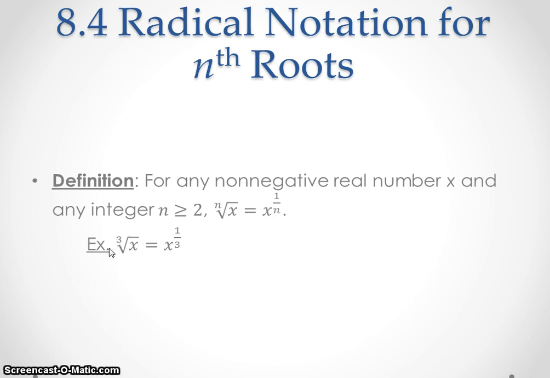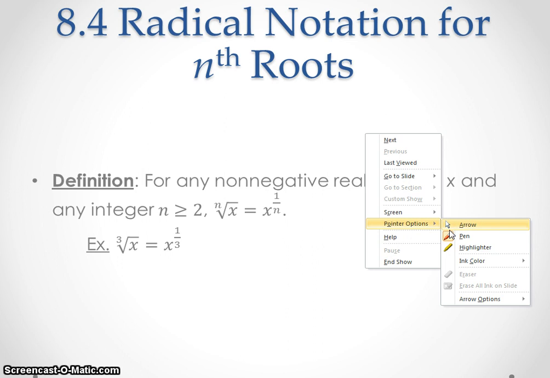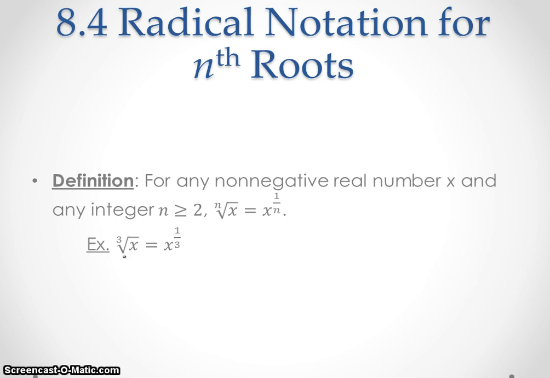Okay. So for example, if we had 3 as our n, we would have the cube root of x, or the third root of x, however you want to say it, is equal to x to the 1/3 power. So these two things are equivalent. We just have a new notation for them. This, remember, well, it's actually the title of the chapter, so I hope you remember, is called your radical notation.